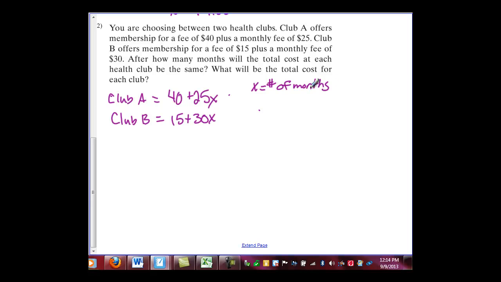All right, super. Then it asks us, well, when are they the same? How do we figure out when they're the same? Yeah, just set them equal to each other, right? Whenever they're equal to each other, they're the same. So, to set them equal, all right, then we're going to go through and solve for the number of months. Again, I like positive x's. So I'm going to go to the right, so minus 25x on both sides.